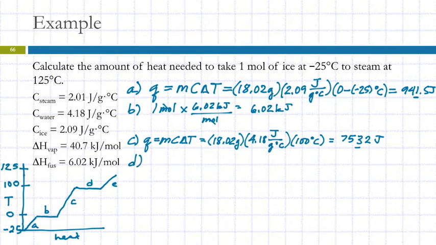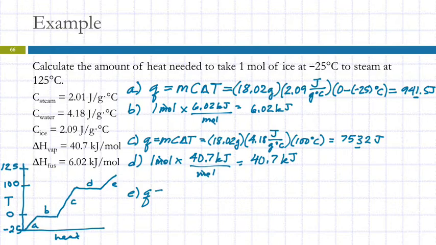Line segment D, we're vaporizing the water. 1 mole of water times the heat of vaporization, 40.7 kilojoules per mole. So that's 40.7 kilojoules. And the last line segment, the steam, is heating up.